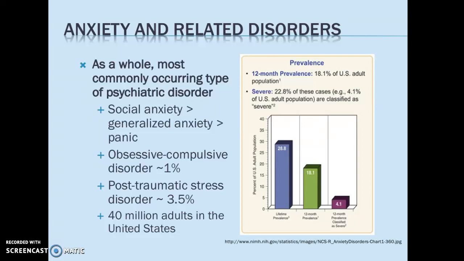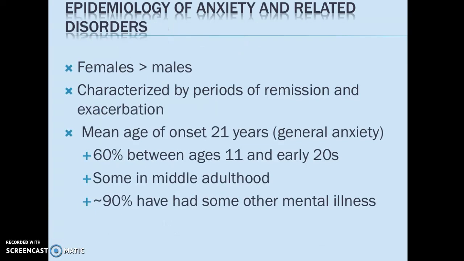If we're looking at percentages, the most common type of anxiety disorder is going to be social anxiety, followed closely by generalized anxiety and panic. And then things like post-traumatic stress disorder and obsessive compulsive disorder are a little bit less common, so 1 and 3.5%. There are about 40 million adults in the United States that currently have a diagnosis of some sort of anxiety or related disorder. So when we're looking at epidemiology, it's more commonly associated with females versus males.